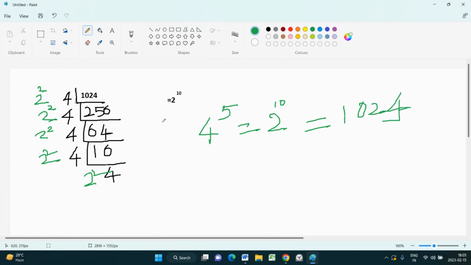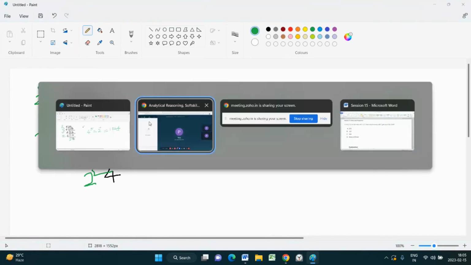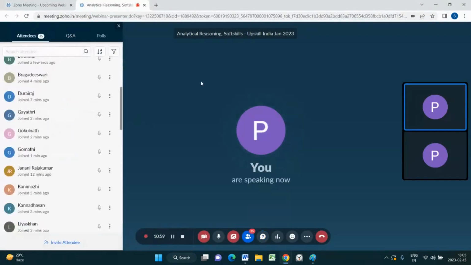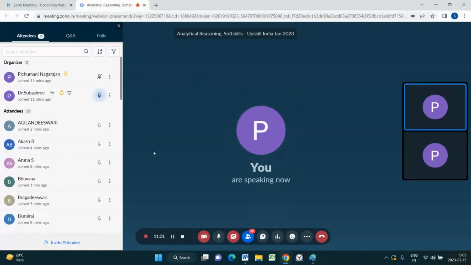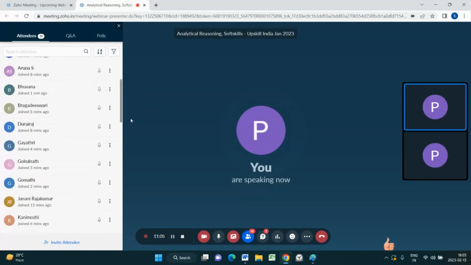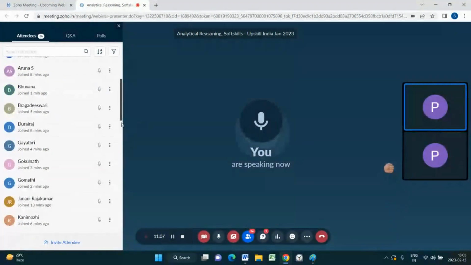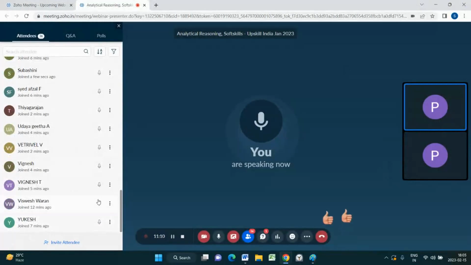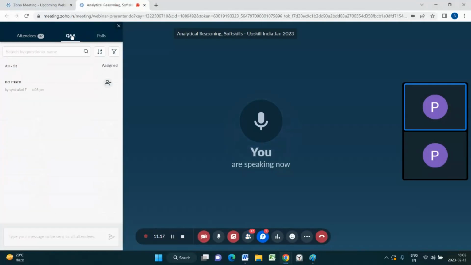Any doubt on this? Children, any doubt? Somebody wanted to know. Vishweshwaran is there already. He was asking for this doubt. He wanted to know how to quickly calculate. Any doubt? Fayed says he has no doubt. He understood. We just divided that.